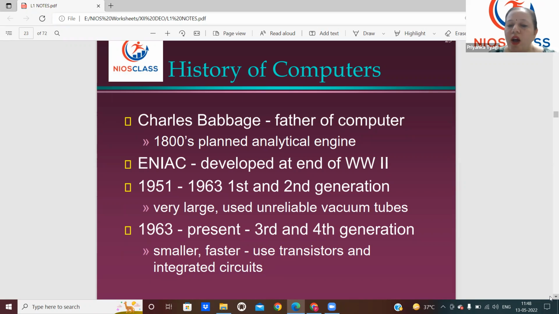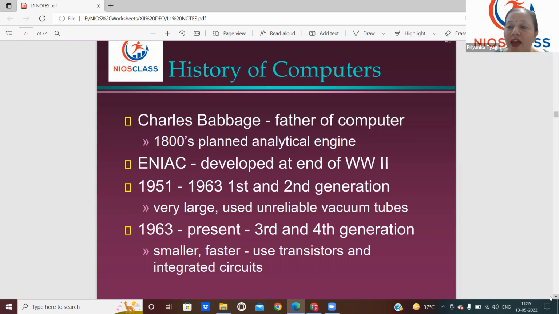Okay, so now the vacuum tube was replaced by another device, the transistor, in the third and fourth generation. And if we compare the size of a transistor and a vacuum tube, transistors are quite a lot smaller. So with the help of transistors, scientists and computer inventors developed computers that were very small in size compared to the first generation.